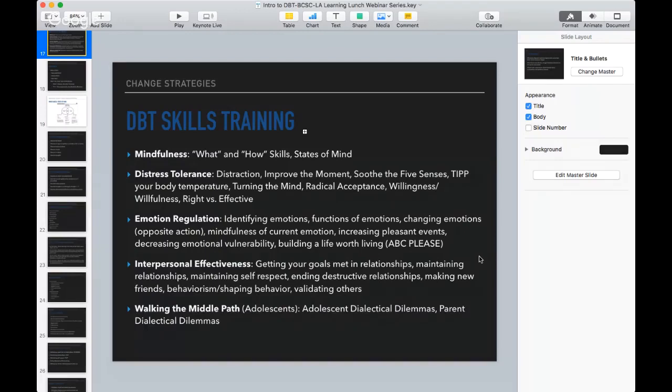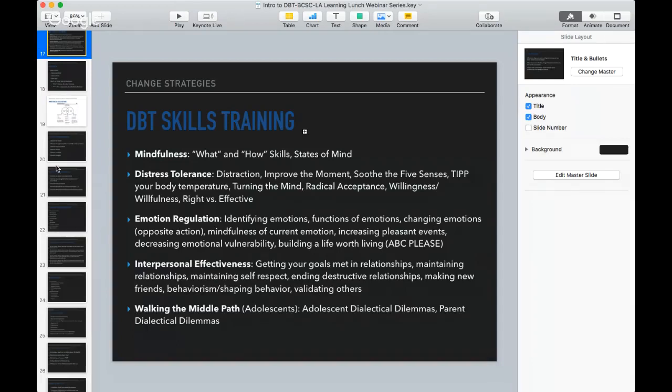Interpersonal effectiveness is all about relationships: how to get your goals met, how to maintain relationships and your self-respect, how to end destructive relationships. And then walking the middle path is this additional module that was added in relation to adolescence. There's a discussion about the dialectical dilemmas. We went over those, the ones that had the arrows. There are ones that have been developed that are specific to adolescents and families. So that's the walking the middle path module.